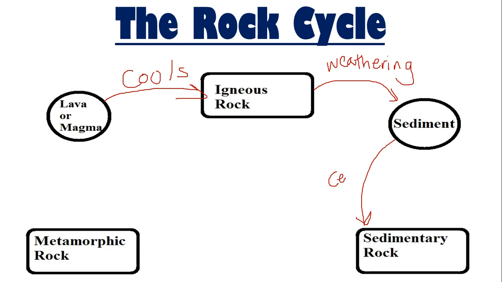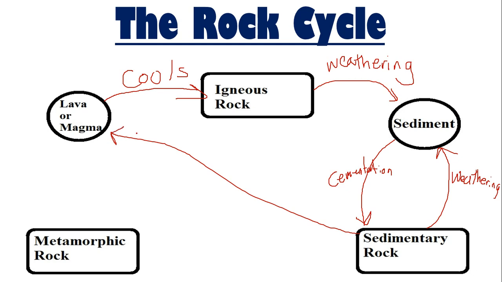All right. Now this sediment can become sedimentary rocks through cementation. I think this is how you spell it. We're just going to go with it. You also have to have compaction here, but that works too. All right, now we're at sedimentary rocks. Sedimentary rocks can become sediment again by weathering. Sedimentary rocks can also become lava or magma by melting. But sedimentary rocks can become metamorphic rocks by heat and pressure.